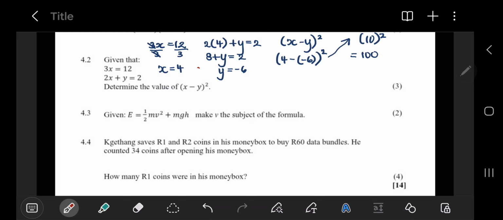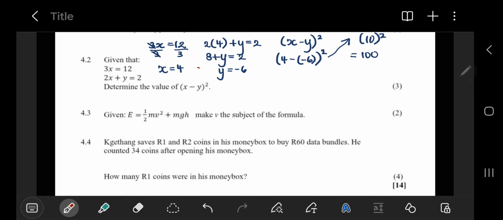Now we're on to 4.3 and it says given E is equal to a half mv squared plus mgh. They want you to make v the subject of the formula. For those of you who take physical sciences, this formula is known as mechanical energy. It is something that you're going to learn about next term. But it's not necessary at the moment for you to know what the formula is for. That was just an extra bit of information.